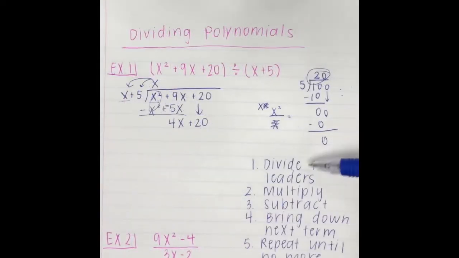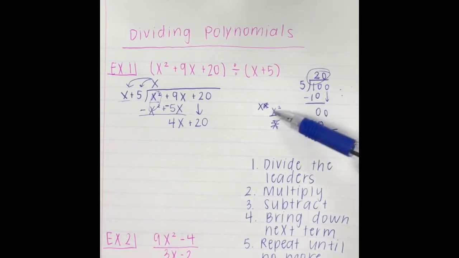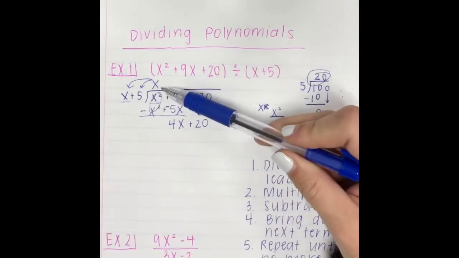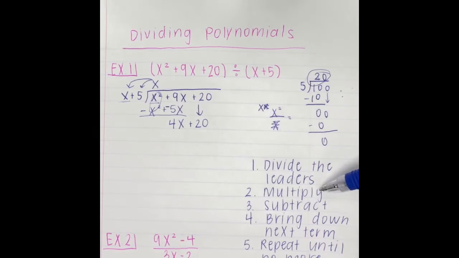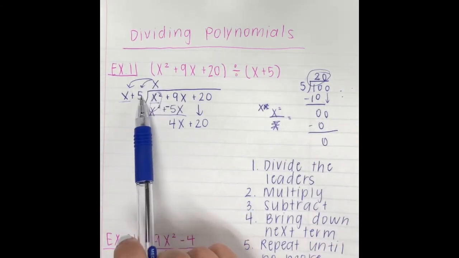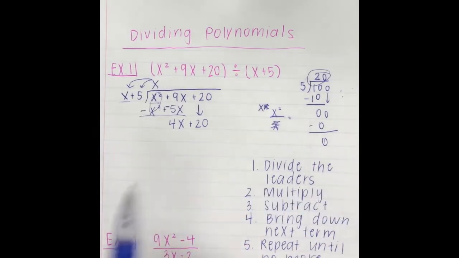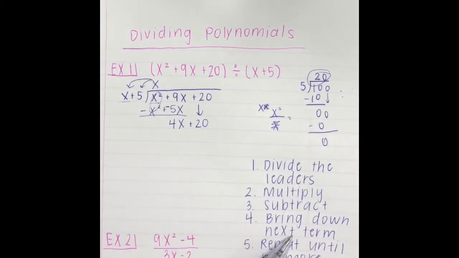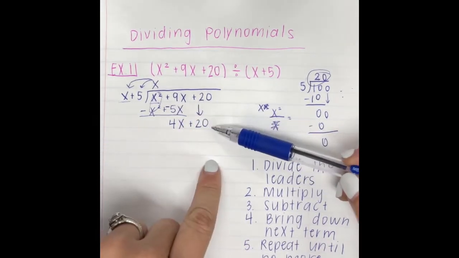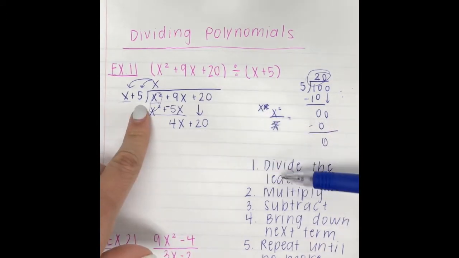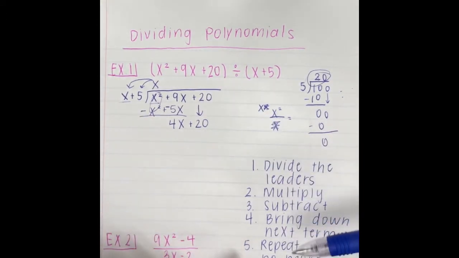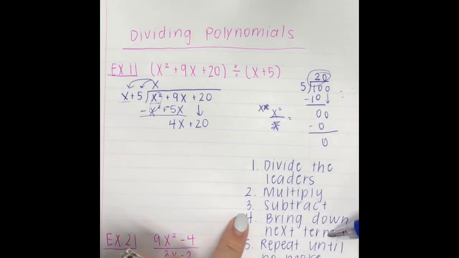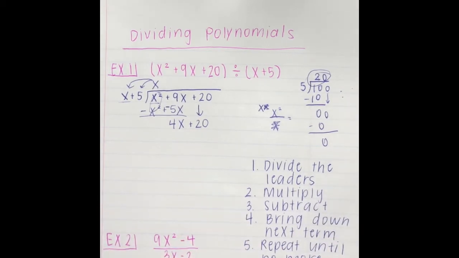All right, so here are your steps. Divide the leaders, which is what we did, okay? That gave us the number to put up here. You multiplied, so then we multiplied it by both of the outside numbers. We subtracted both of these, and then we brought down the next term. And then step 5 is just repeat until there are no more terms to bring down. So we brought down our last one. We're going to finish these steps, and then when it gets to bring down next term, there's nothing else to bring down. You're done. Okay?